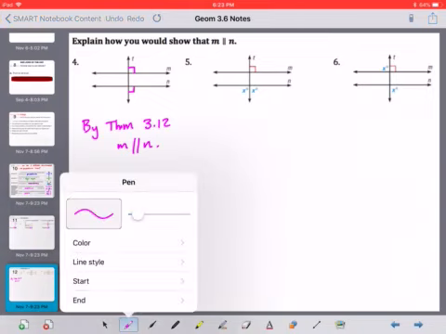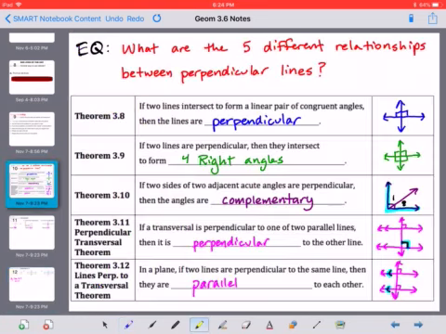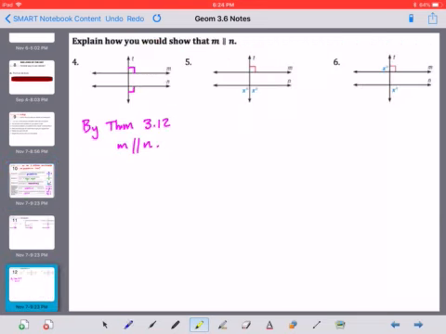All right, 5 is going to be a little bit trickier because we actually have to use 2 theorems here. Notice that this is x degrees and this is x degrees. So those two are congruent and they're a linear pair. So if they're congruent and they form a linear pair, those two lines must be perpendicular. That's theorem 3.8. That's the first thing we have to say. So by theorem 3.8, we know that T is perpendicular to N. So that means this would be a right angle right here.